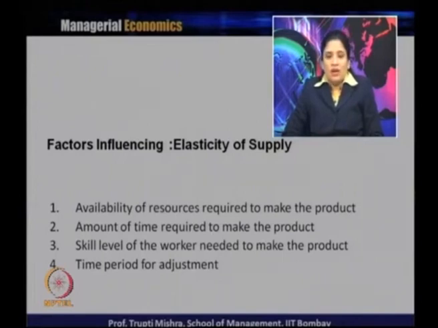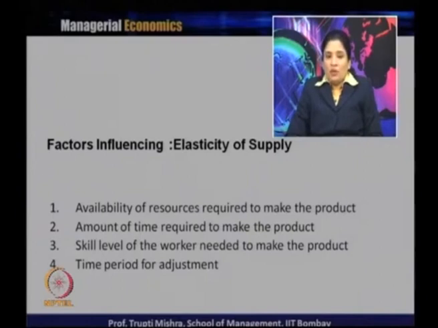The next factor is the skill level of the workers needed to make the product. If the workers are skilled, then the time required to produce the product is less, and that is the reason the supply curve is elastic. But if there is unskilled labor, or the skill level of the workers is lower, then generally the supply is inelastic, because a change in the price cannot be matched immediately, as the workers are not skilled enough to immediately match the requirement of the increase in supply.